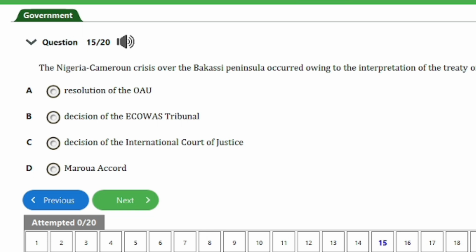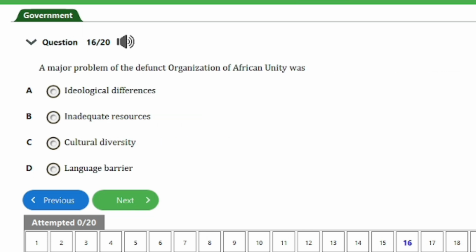Let's consider the next question together, guys. So we have question number 16 here. It says, a major problem of the defunct Organization of African Unity was A, ideological differences, B, inadequate resources, C, cultural diversity, D, language barriers. So guys, we've answered this question before, and ideological differences is the answer. That's option A here.